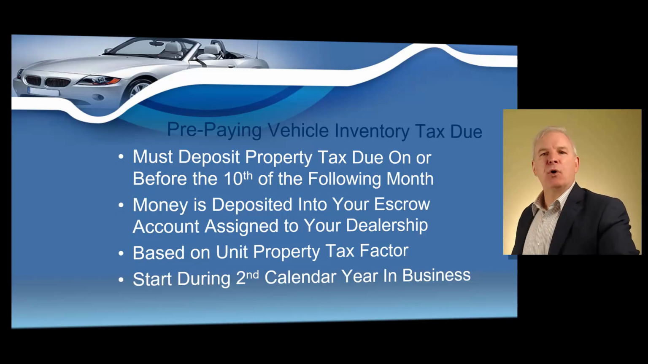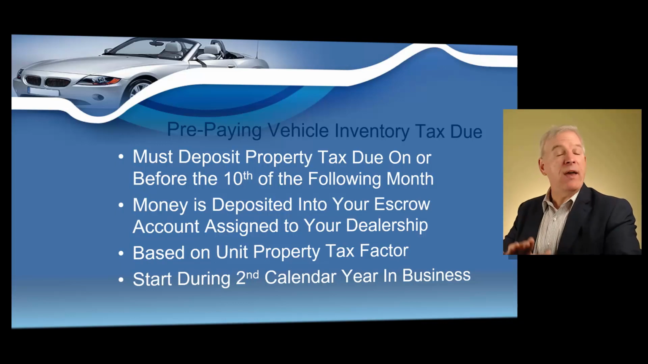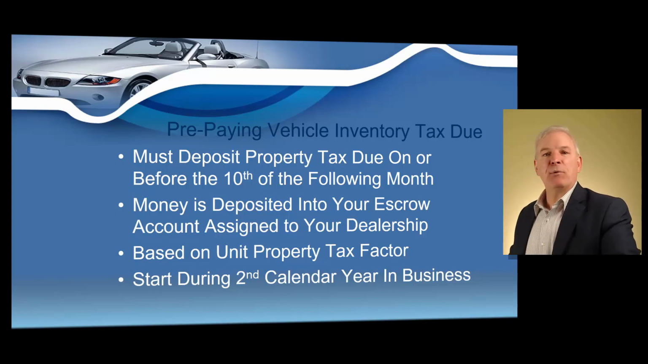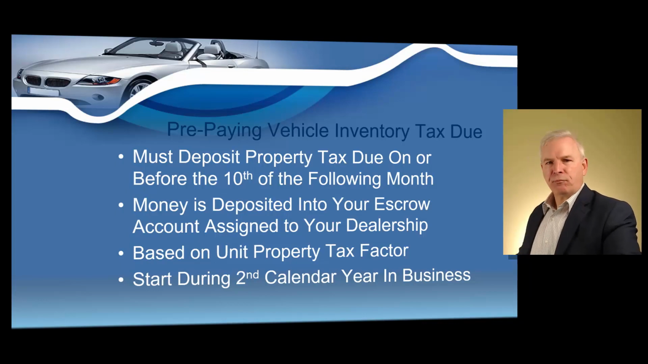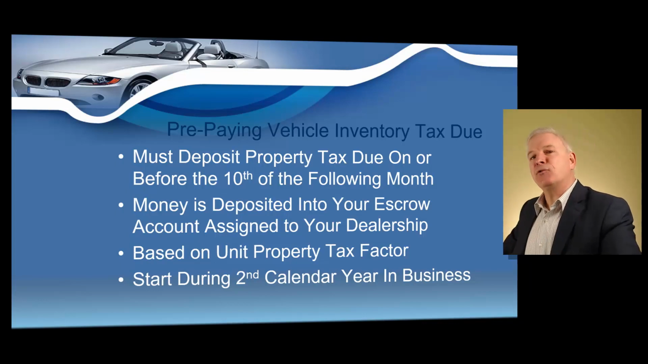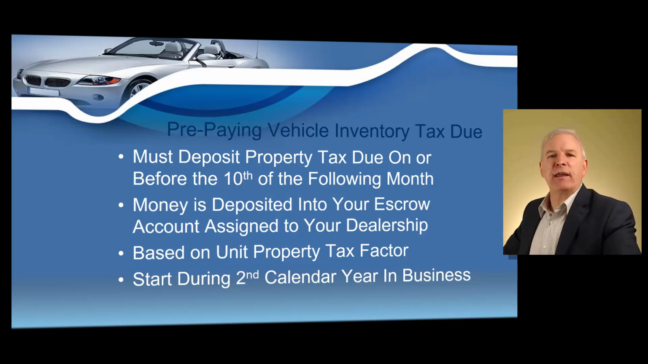If you're depositing the total unit property tax due for all the vehicles you sold in February, then you're going to need to deposit that with the county before the 10th of March. Okay, so see how that works. You must deposit the money into an escrow account that's going to be assigned to your dealership in the county in which your dealership is located. Your county assessor is going to help you set this up right after you receive your dealer license. So once you give that notice within 30 days, they're going to contact you and help you set up your account. And by the way, a dealer is never allowed to withdraw money from that account.